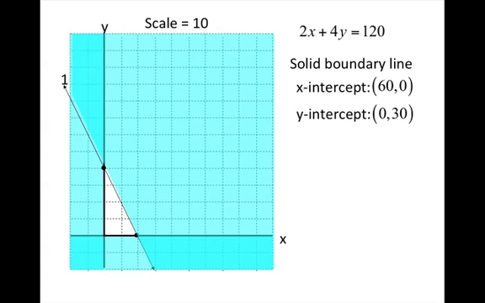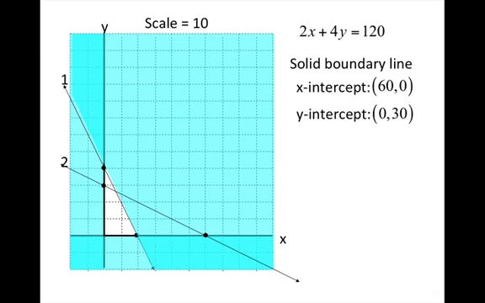Next, let's look at 2x plus 4y equals 120. If I have the ordered pair 60, 0, that means I go over 6 units on my x-axis and make a point. The y-intercept is 0, 30, so I go up 3 units on my y-axis and make a point. And I draw a solid boundary line through these.